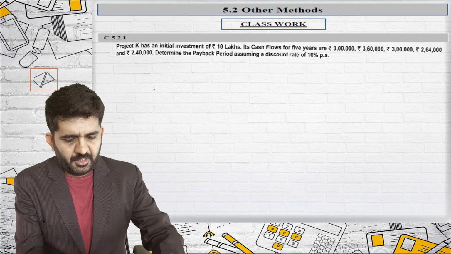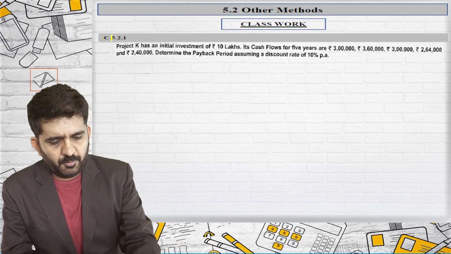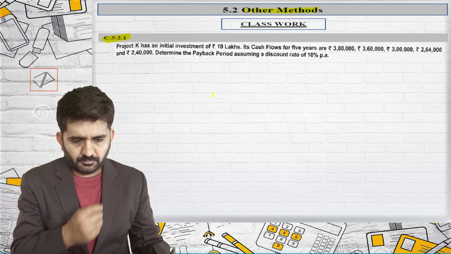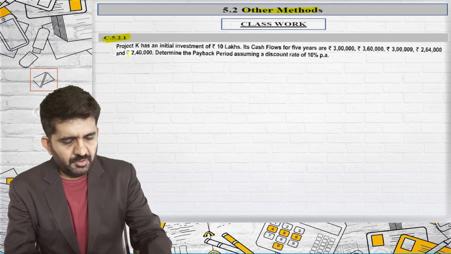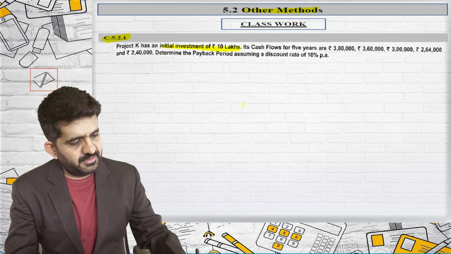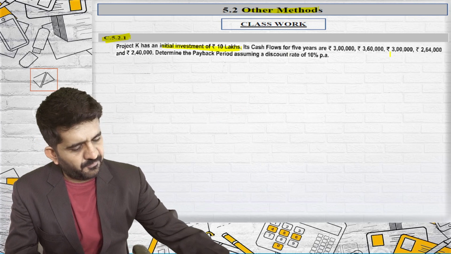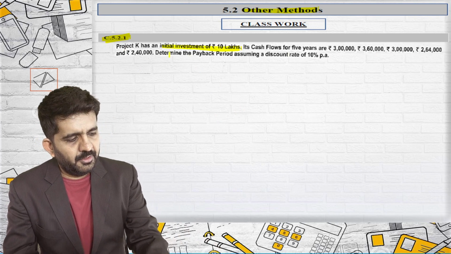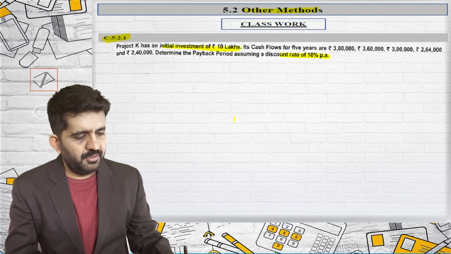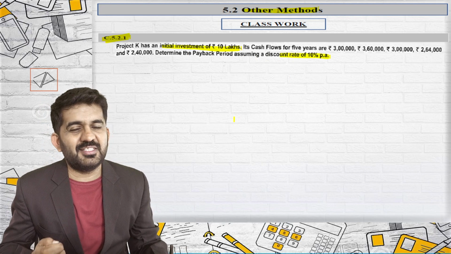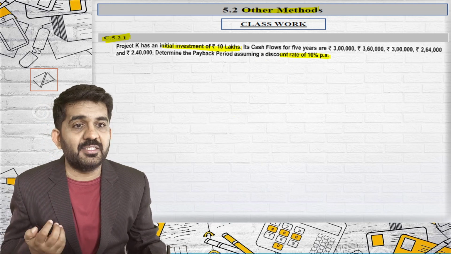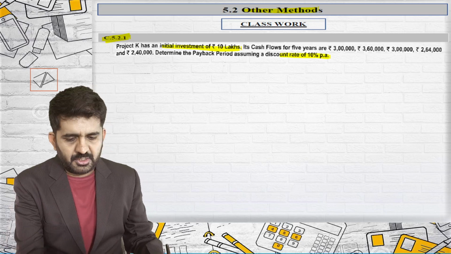The question which we are going to do is of 5.2.1. It is of other methods. Project K has an initial investment of 10 lakhs. Its cash flows for 5 years are given. Determine the payback assuming a discount rate of 10%. Now, if the discount rate is given, I will be finding out a discounted payback. Instead of payback, I'll be finding out discounted payback.